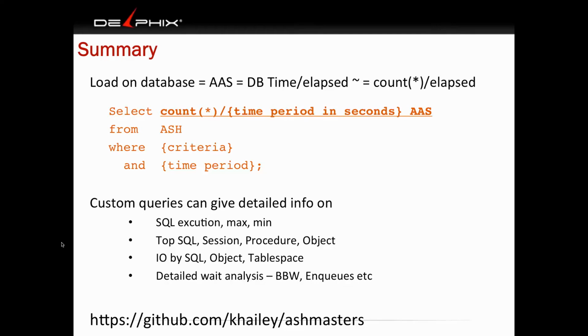So in summary, load on the database is AAS, average active sessions. I get that by DB time over elapsed. I can get that from ASH by doing count star of elapsed time. So our basic core query is count star of elapsed time, and then we can give in our grouping criteria: top sessions, SQL, whatever we want to look at. The repository has all these custom queries: SQL execution and max time, top SQL, top session, I/O, and my favorite thing is load charts. And that's it.